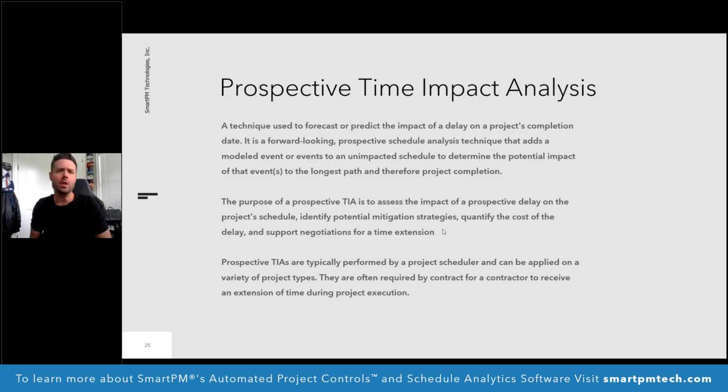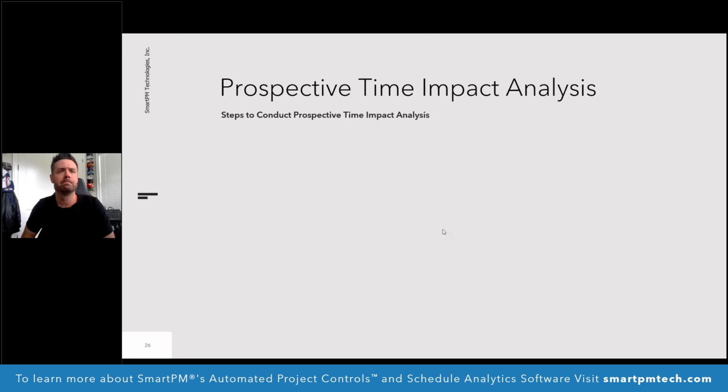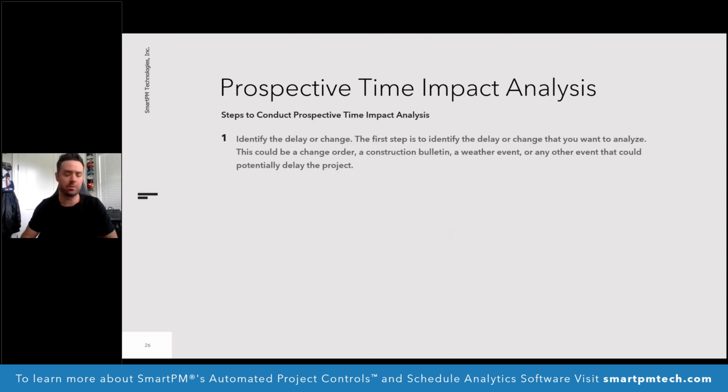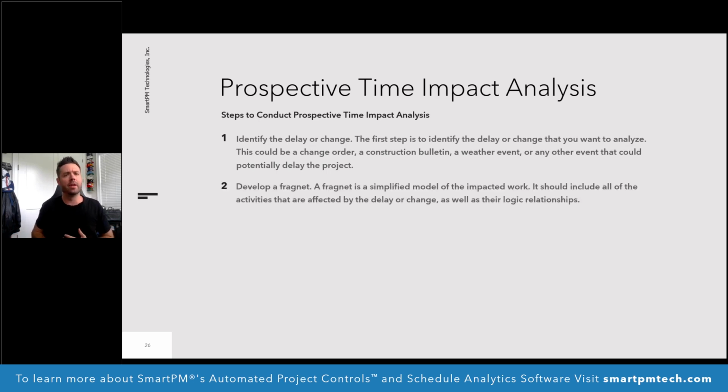So Mike, if we want to go to the next slide. Thanks. So first step is we've got to identify the change, obviously. We need to understand what impact we're anticipating, whether it's, I guess you can anticipate a hurricane with that weather event we have listed there, but obviously we need to identify what we have going on. The next step is going to be to develop that fragment.